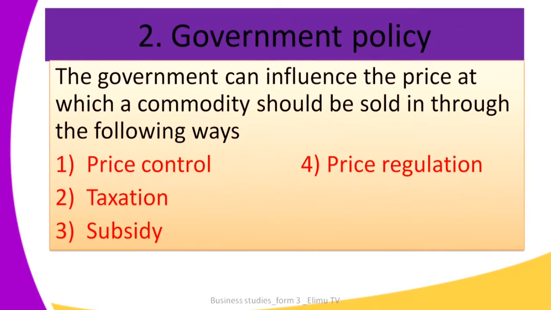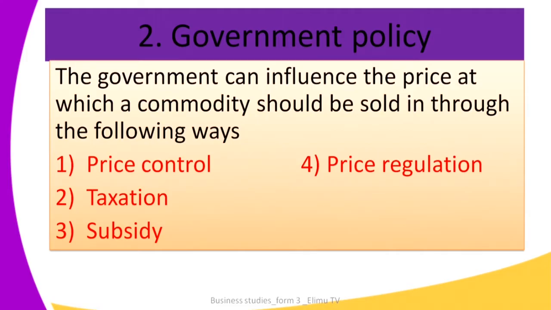Number 3 is the subsidy. The government can also alter the price of commodities through the subsidy. A subsidy is an amount that is given to the producers or the manufacturers by the government as a way of trying to cater for part of the cost of production. And the effect of the subsidy is that it lowers the price of a product.